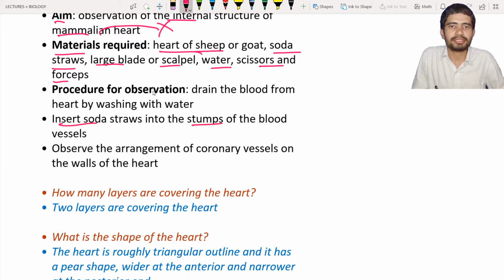What is meant by a stump? A stump is nothing but a blood vessel. The cut blood vessel of the heart is known as a stump. We have to insert the straws. Why do we have to insert them?